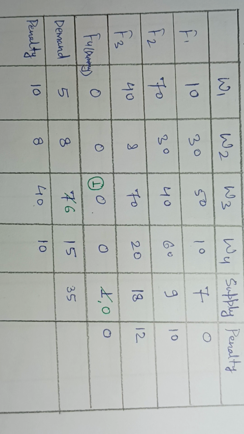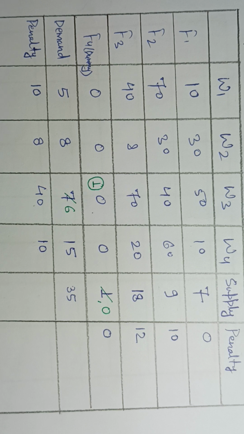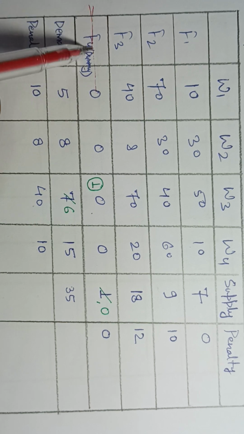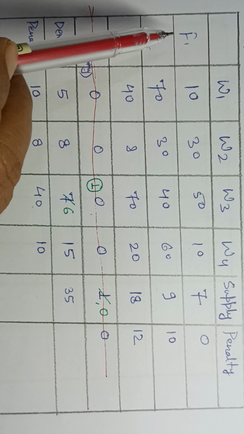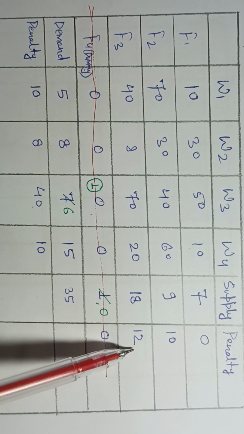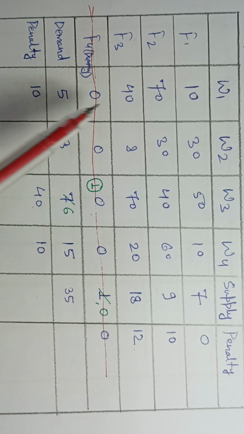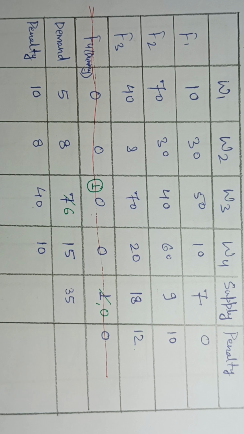Now again we will go for calculation of penalty for each row and column, and in this case this row is exhausted. So I'll just cut this line, because the supply of this row is exhausted, so I'll cut like this. Now the penalty for F1 will remain the same, penalty for F2 will remain the same, penalty for F3 will remain the same. There may be chances that the penalty of columns may differ because one row is cancelled here. We will check what would be the penalty.